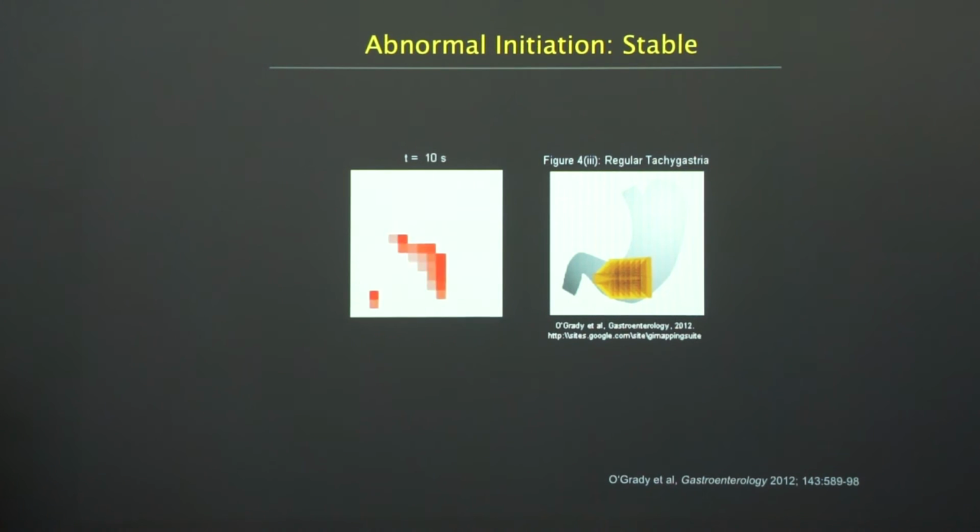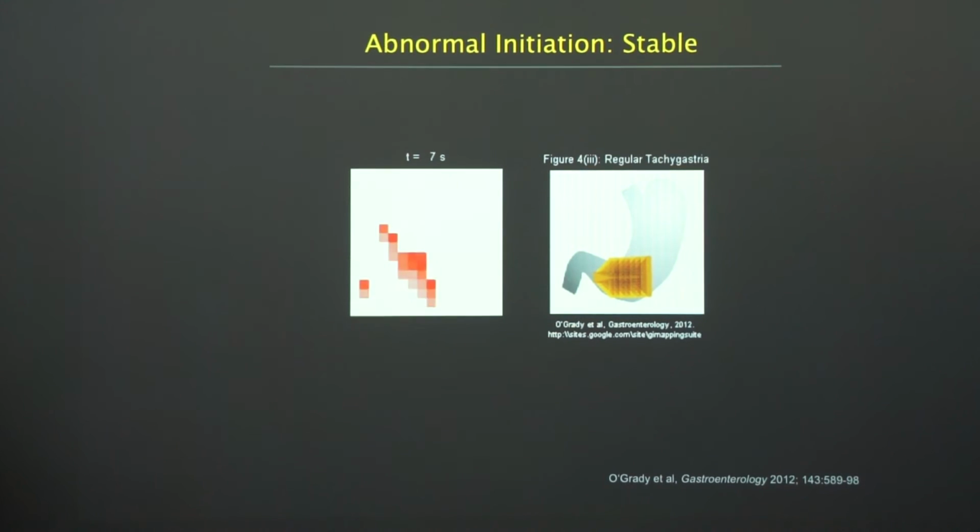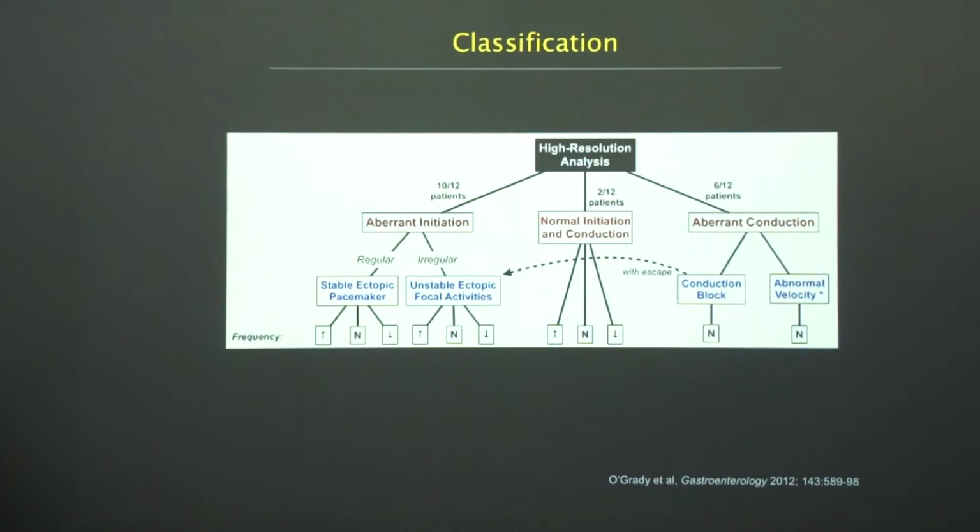Here's another abnormal initiation event from these gastroparetic patients. In this case, it's a stable initiation. So we see activity from this distal region of the stomach. So this is where our electrode recording array was. We're right in that distal stomach. And we see an ectopic pacemaker located on the greater curvature, resulting in retrograde propagation up the stomach. So again, complete opposite direction of propagation as in the normal case.